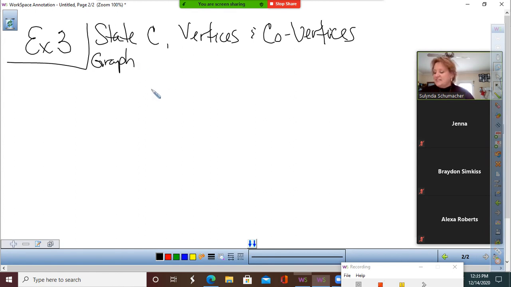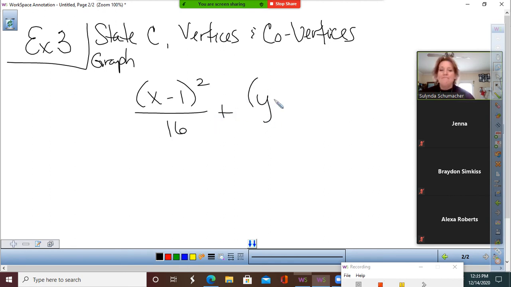All right, so let's see, we have x minus 1 squared over 16 plus y minus 2 squared over 25 equals 1. All right. So if you look at this equation, you can tell because the bigger number on the bottom that this is going to stretch up and down, okay? The bigger number is under y, so it's going to stretch on the y-axis up and down. Let's graph it to begin with.